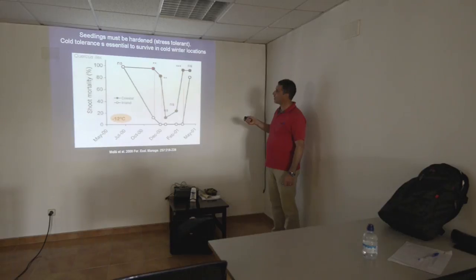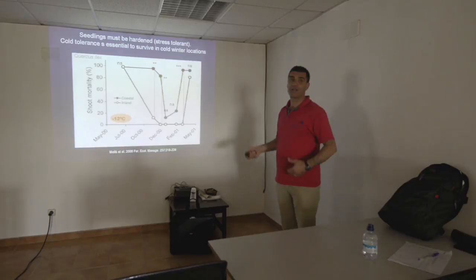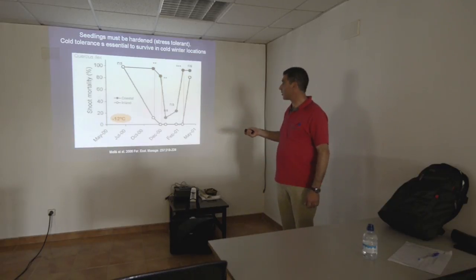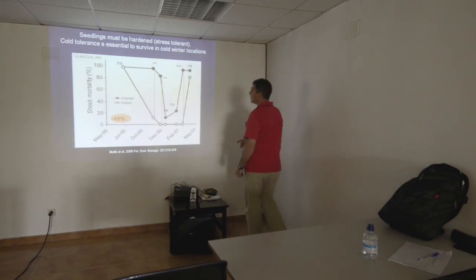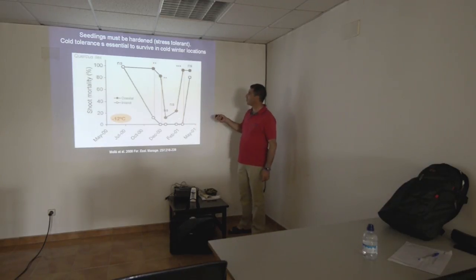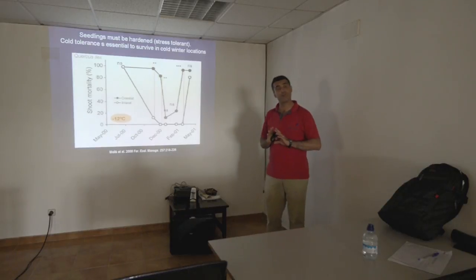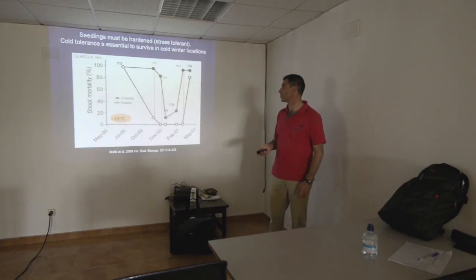The plants from the coastal areas started to acclimate to cold conditions, but with a strong delay relative to the inland ones. And what's very interesting is that in the late winter, the plants that were growing in the coastal nursery started to deharden before the plants that were growing in the inland nursery. So at the end of the winter and in the middle of the fall, there was a strong difference between these two types of plants that were of the same provenance, grown under the same conditions.